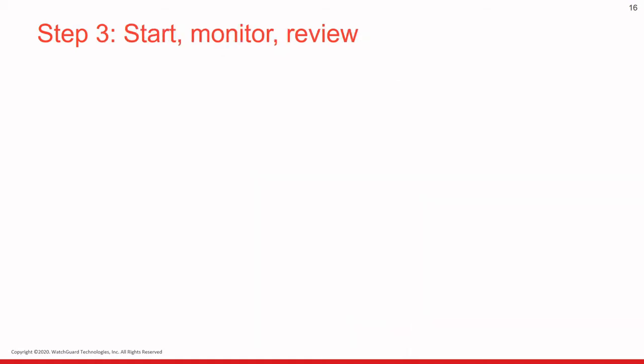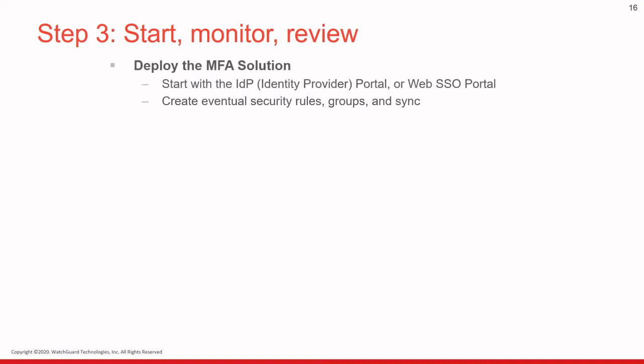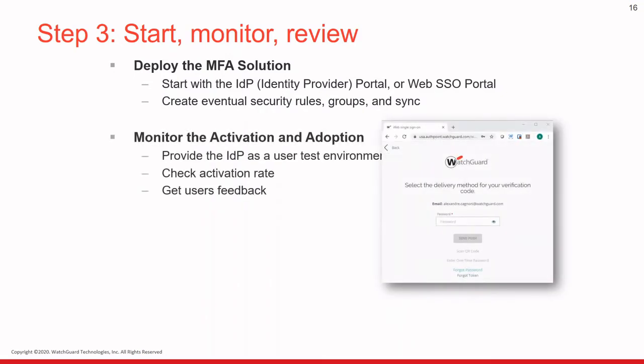The third step is to start. That's the time that you do the deployment. So we're going to deploy the MFA solution. We're going to start with the identity provider portal, do the configuration in the cloud, create the eventual security rules, the groups, and the users that belong to these groups, and we have the policy applied to them so that they're going to authenticate with the identity provider and do the link with these applications in the cloud.